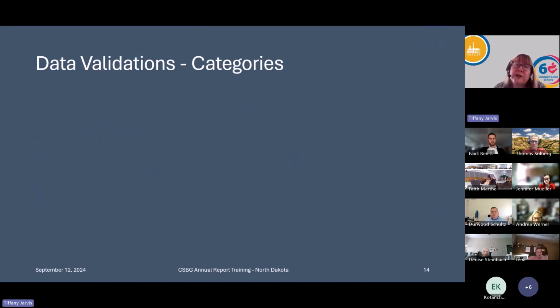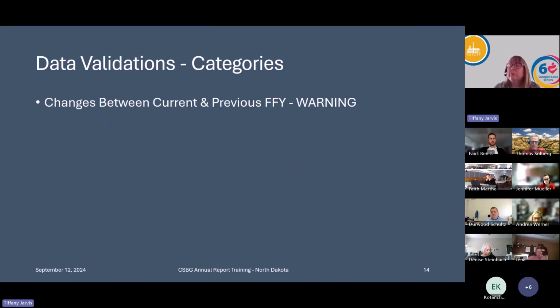Data validation categories. We're going to probably change the validations a little bit this year, not the content of them or what is being reviewed, but how we're going to put them into buckets or categories. So the first category is changes between current and previous fiscal year.